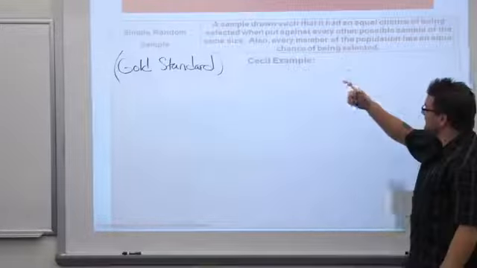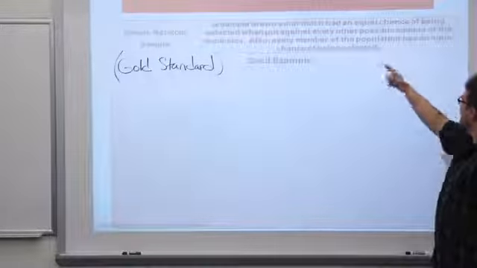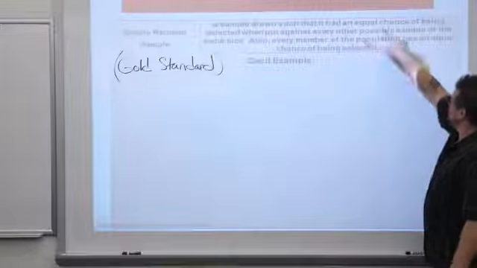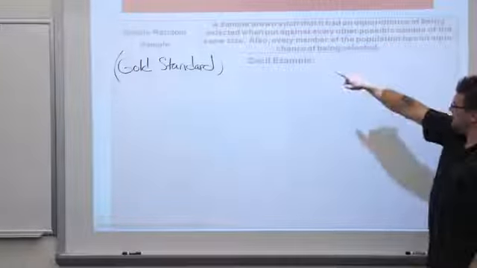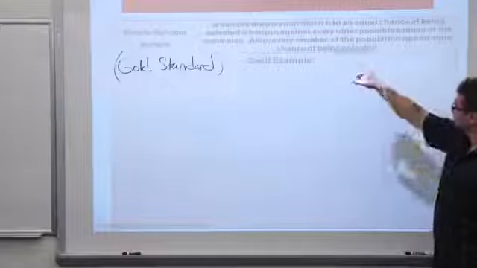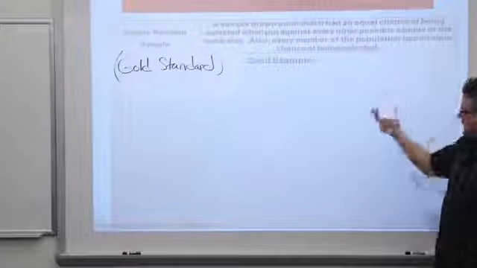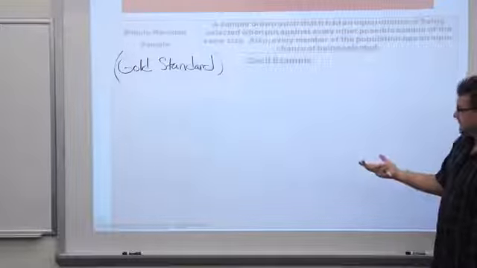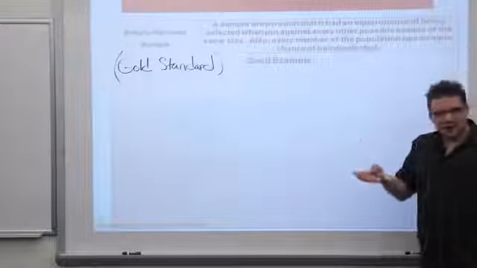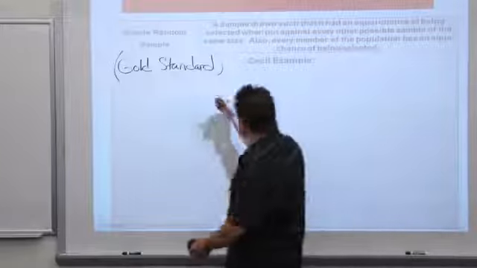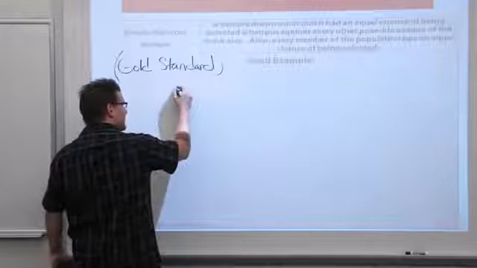Let me read what we have here. It's a sample drawn such that every sample has an equal chance of being selected when put against every other possible sample, and also every member of the population has an equal chance of getting picked. Okay? In essence, it's like drawing names out of a hat. So we can sort of simplify this formal definition.